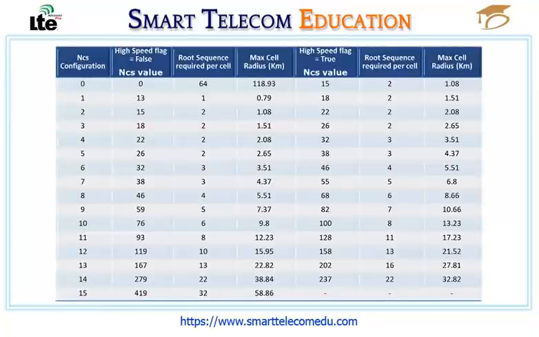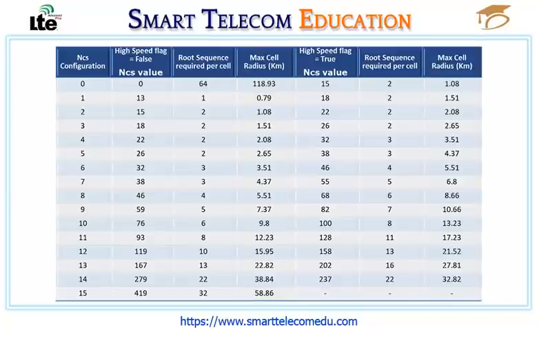The set of zero correlation zone values for preamble format 0 to 3 is presented in the following table, with the high-speed flag setting when it's set to false and true, with the number of root sequence index required per cell for each NCS configuration and the maximum cell radius supported by each NCS value.